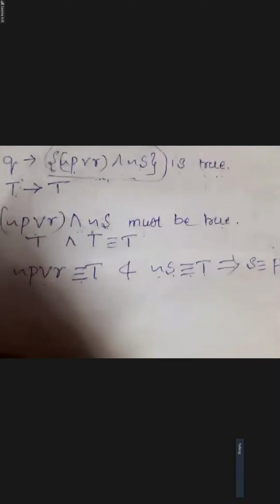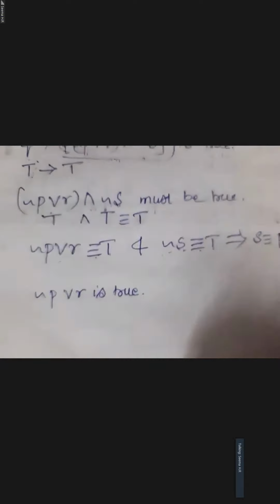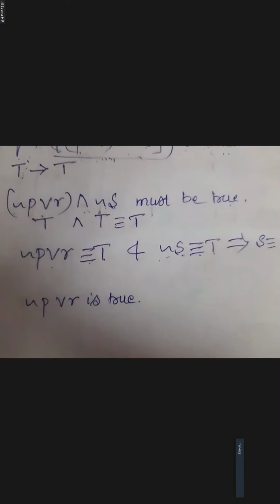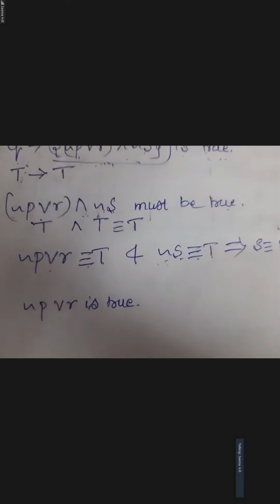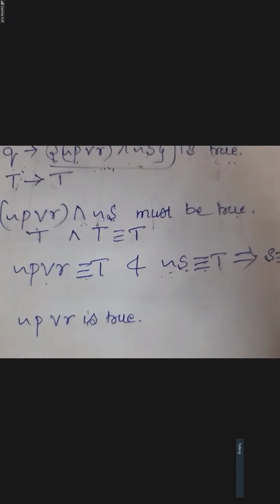Okay, next. We have negation of P∨R∨R is true. So is it possible to find the value from this proposition? Ma'am, can you explain the above solution again?